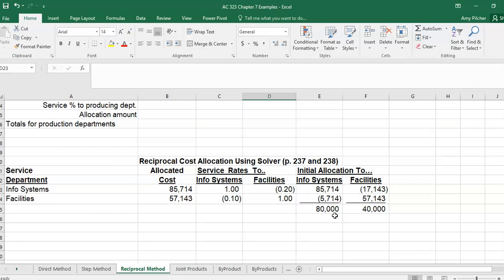to facilities. So instead of the step method where we allocate all of one service department to the other units and then allocate the second service department, under the reciprocal method, we do a combined allocation, and we allocate portions of service department 1 to service department 2 and a portion of service department 2 to service department 1.